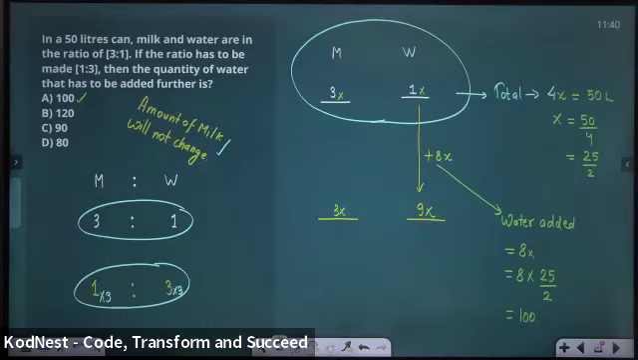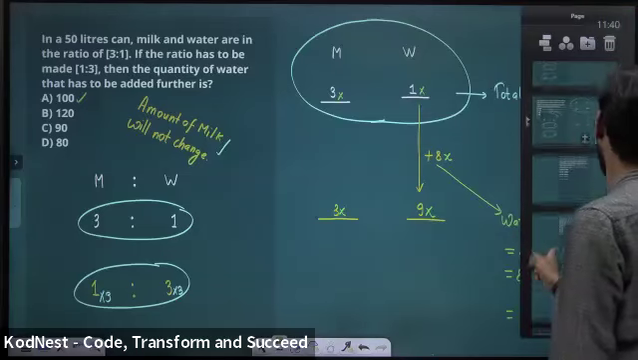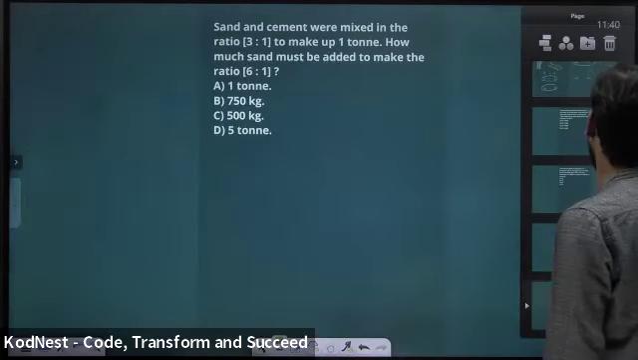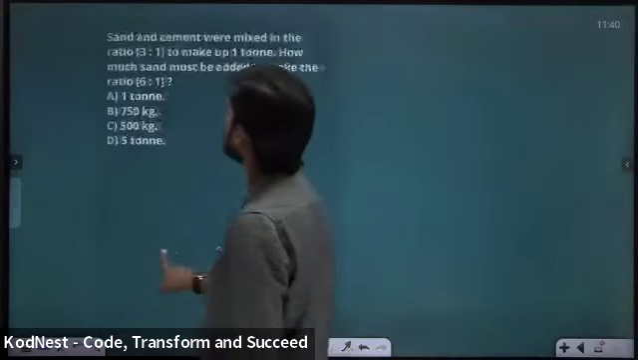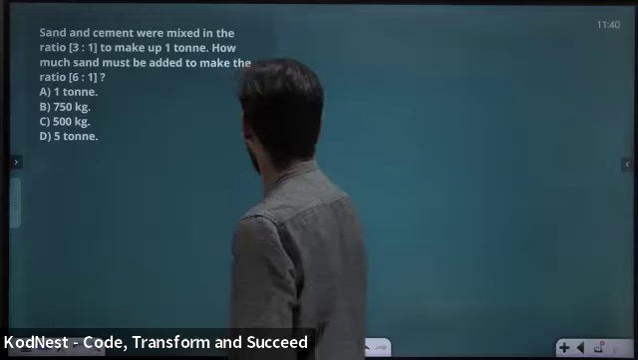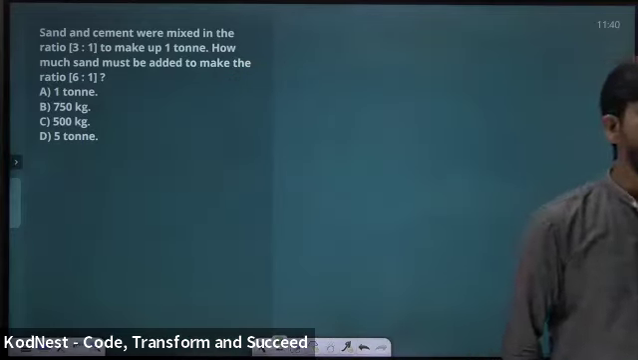How to calculate 4? 3 plus 1, 4. Total. Milk is 3x, water is 1x. So the total is 3x plus 1x, 4x. Okay. Now try one more question. All right. Start, please.